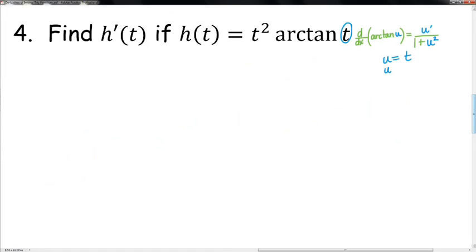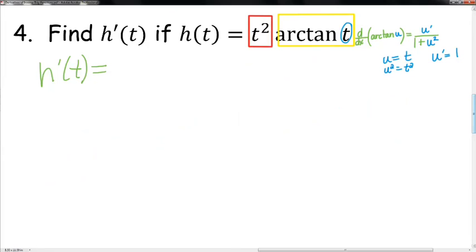That means u squared is t squared, and u prime is equal to 1. Now I have to be really careful here because I have the product rule. I have t squared, which is a quadratic, being multiplied by an inverse trig function. So I'm going to have the derivative of the first times the second. So h prime of t is equal to the derivative of the first, which is 2t, times the second, which is our arctangent of t.